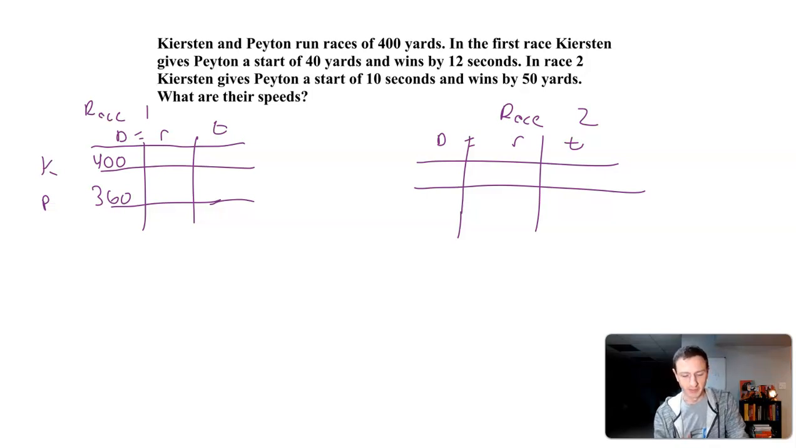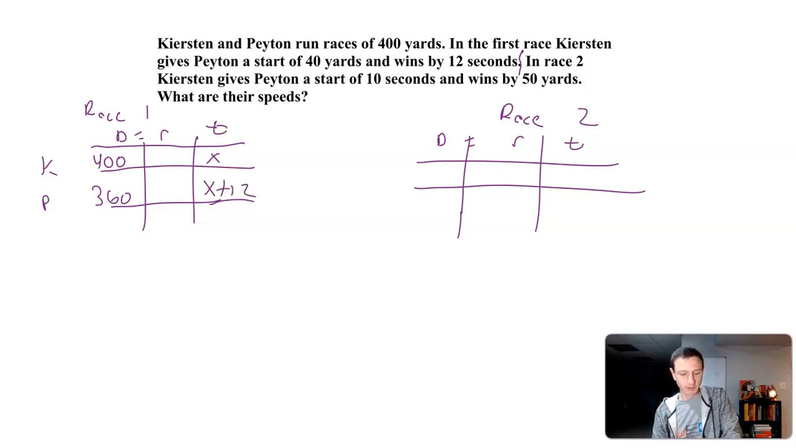So in the first race, Kirsten gives Peyton a start of 40 yards and wins by 12 seconds. That's race 1, so let's just focus on race 1. We don't necessarily know their rates, but we know the time. If we call the time for Kirsten X, Peyton took 12 more seconds, because Kirsten gives Peyton a head start of 40 yards and wins by 12 seconds. So Kirsten finishes, Peyton's still running for 12 more seconds. So we're going to call the time here X plus 12.